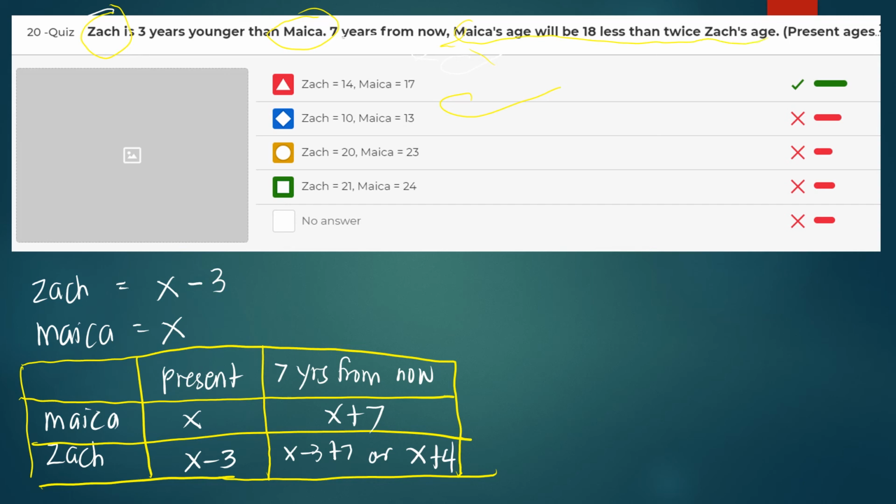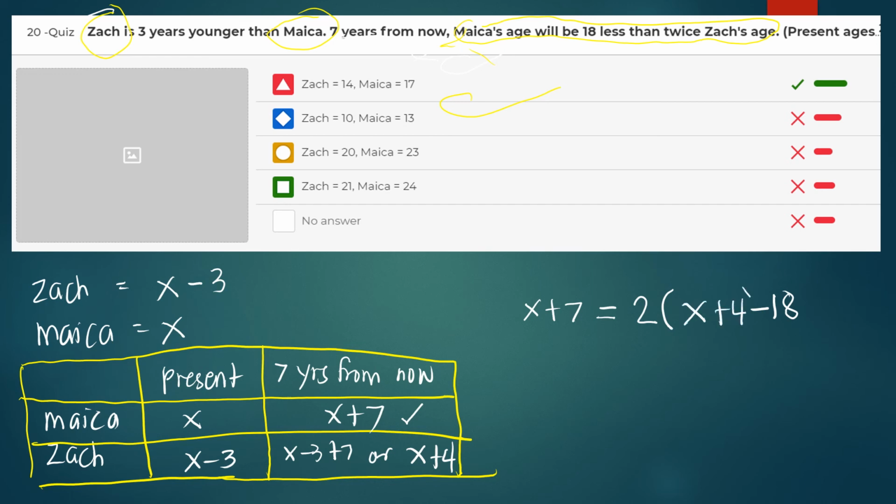Micah's age will be 18 less than twice Zach's age. Okay? So, isa-isahin natin. So, sabi, Micah's age, 7 years from now, pinag-usapan natin. So, ito yon. So, Micah's age, 7 years from now, will be equal to 18 less than twice Zach's age. So, ang kukunin natin is yung x plus 4.